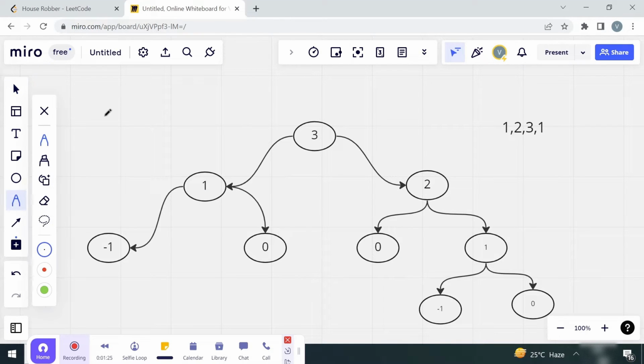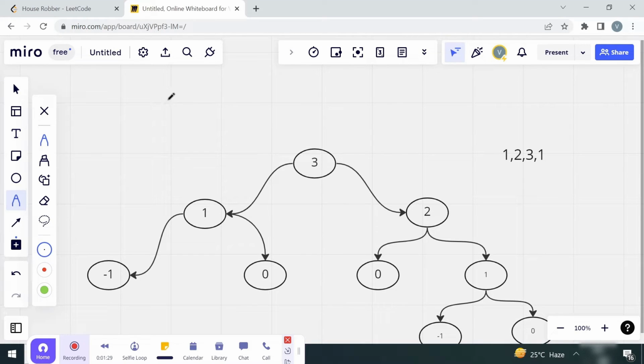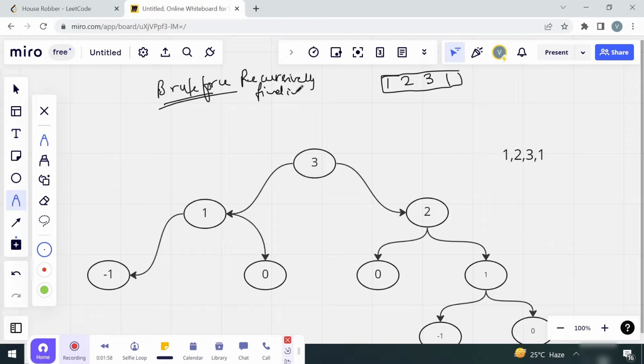So let's try to solve this problem. The first way that comes to mind is brute force. Suppose we have 1 2 3 1, we can apply brute force by recursively finding all the possibilities.